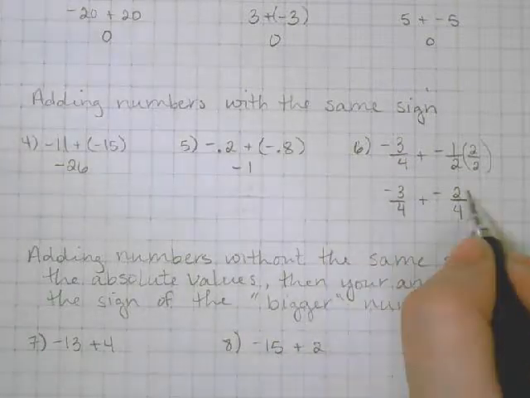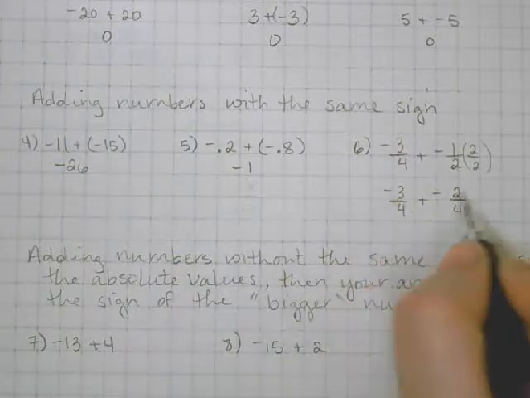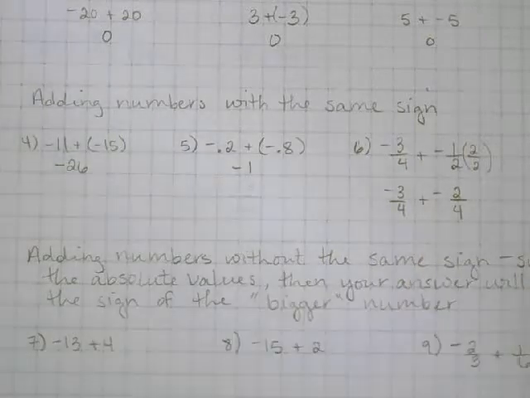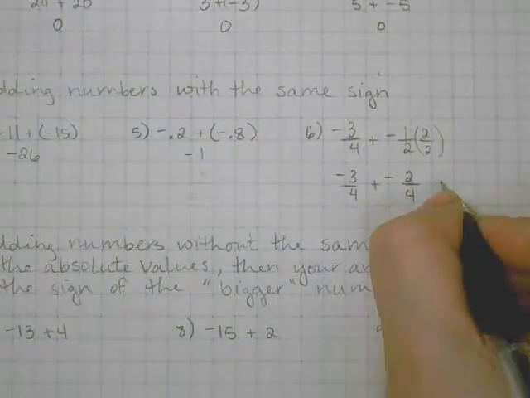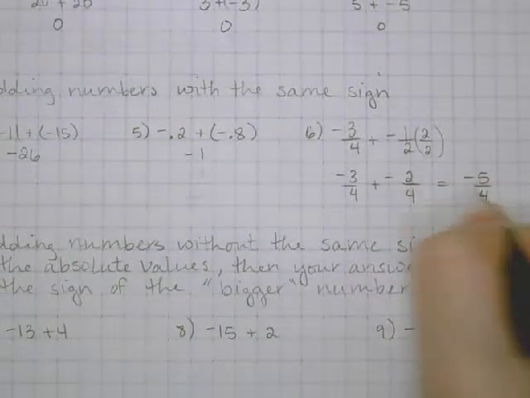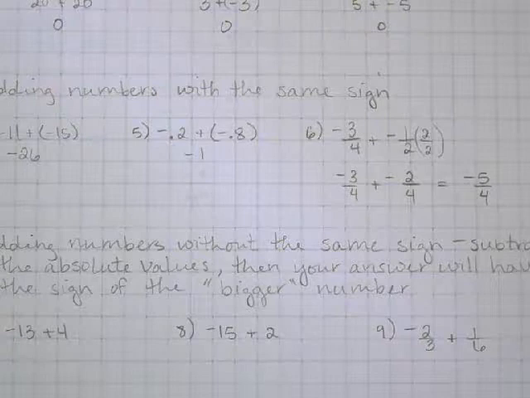Remember, I just add the top numbers, so -3 plus -2. 3 plus 2 is 5, so -3 plus -2 is going to be -5. And the denominator stays the same. So -5/4 is my answer.